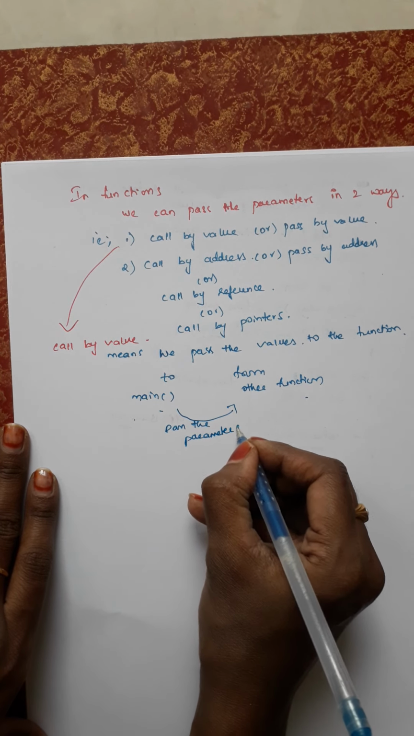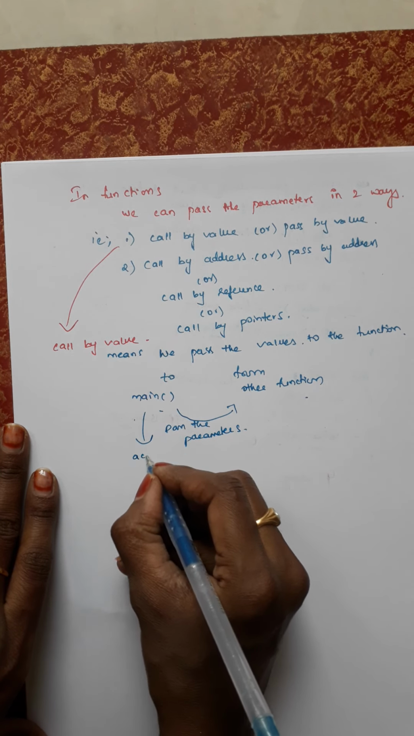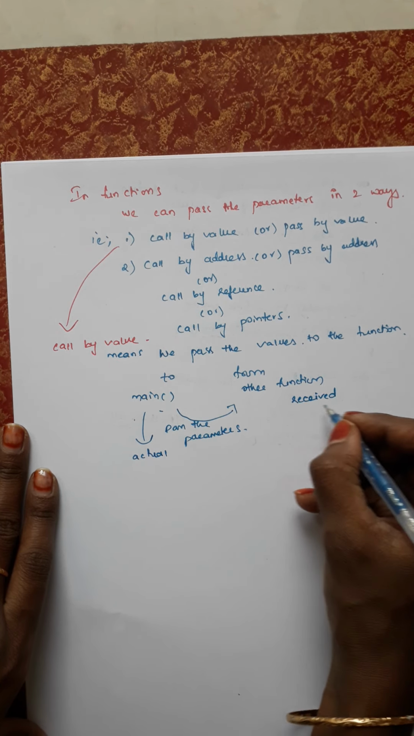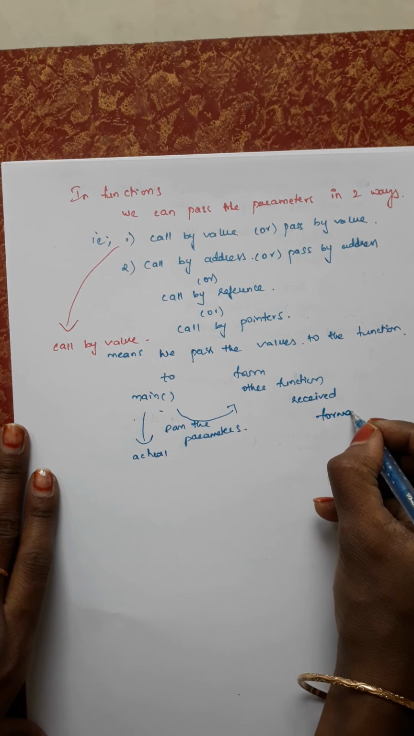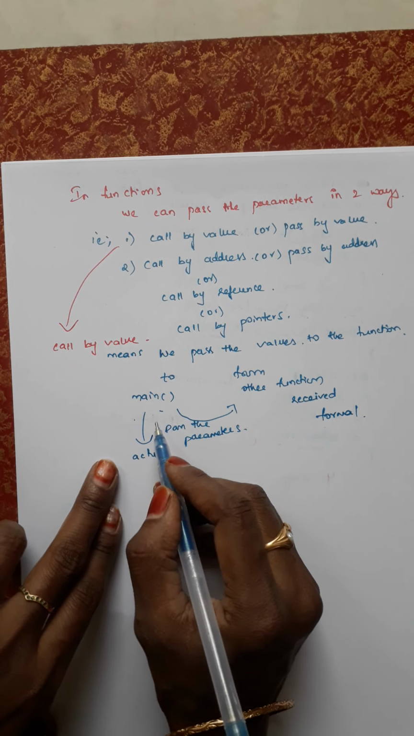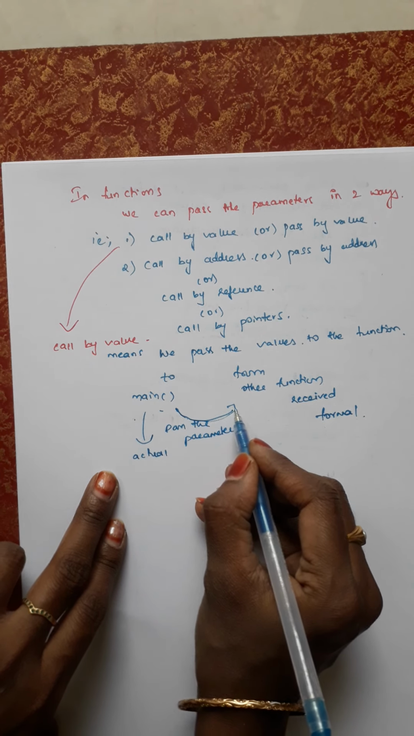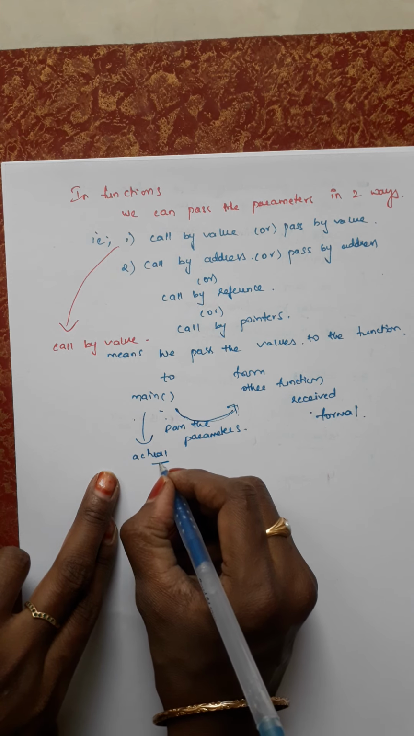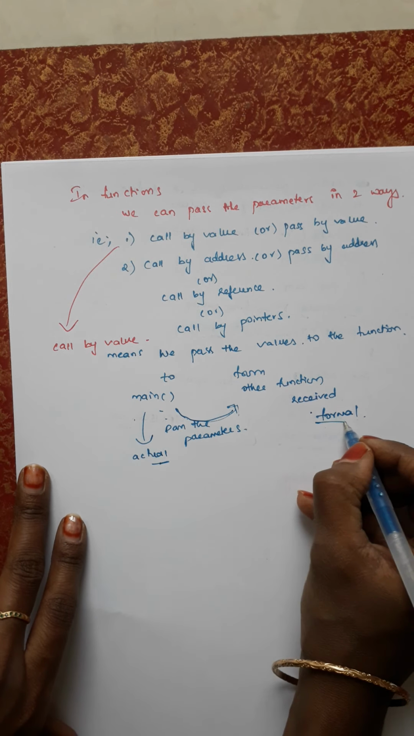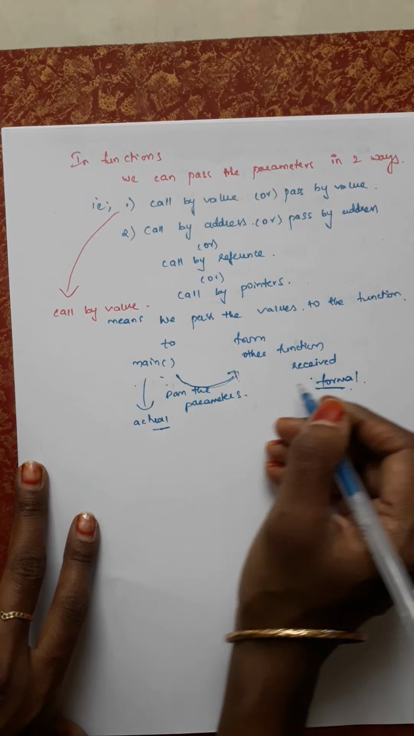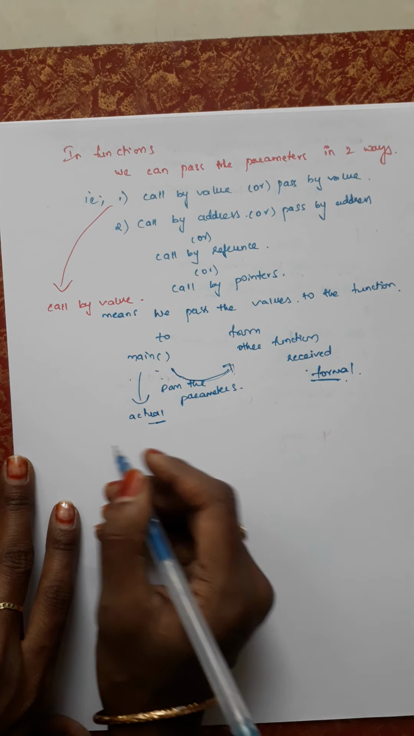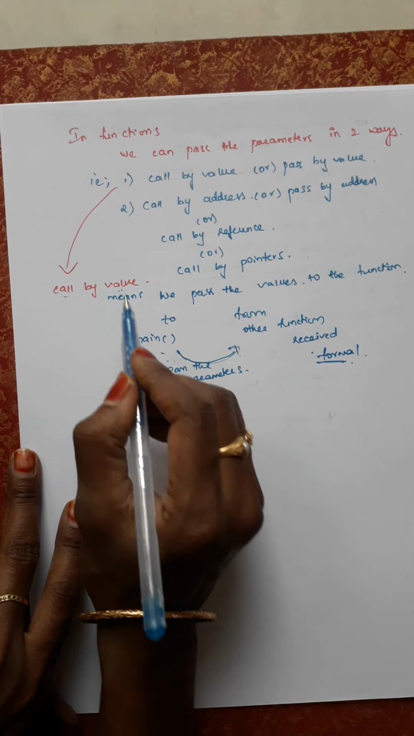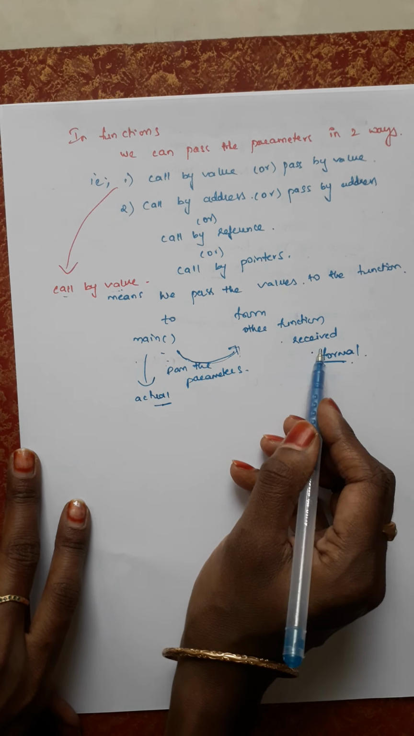The parameters that we pass from the main function are called the actual parameters. Who receives the values, we call them the formal parameters. So the parameters we send from main to the other function, we call actual, and who receives, we call formal. We already saw the addition example previously. Now let us see another example. Now that is the call by value. We are passing the value to the function.